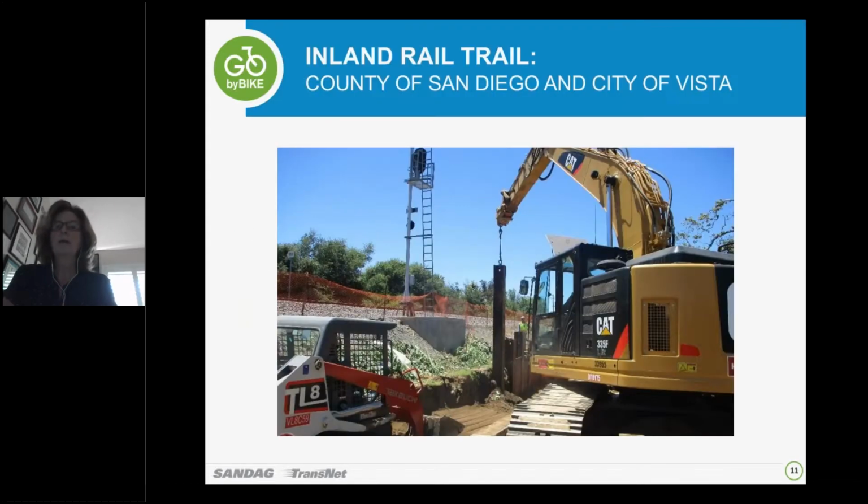Next slide. Next, we'll go up north to North County, and this is a segment of our Inland Rail Trail project, which will ultimately span from Escondido along the Sprinter corridor into the city of Oceanside.